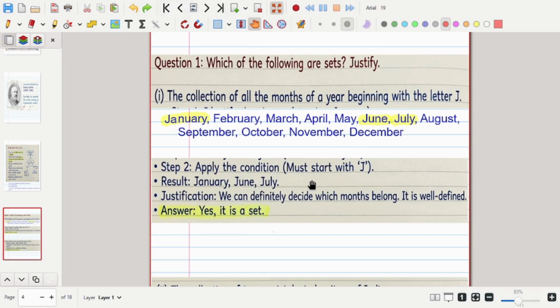Anywhere in the world you go, you will get exactly the same answer. So it is well defined. Therefore it is a set. It doesn't depend on the opinion of the person.